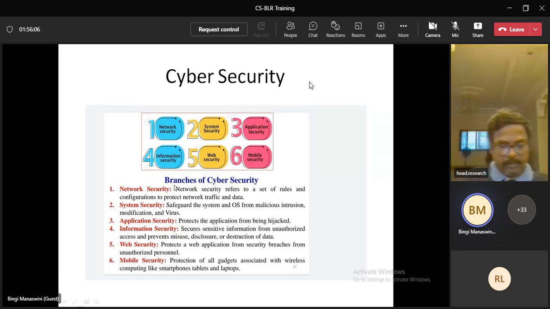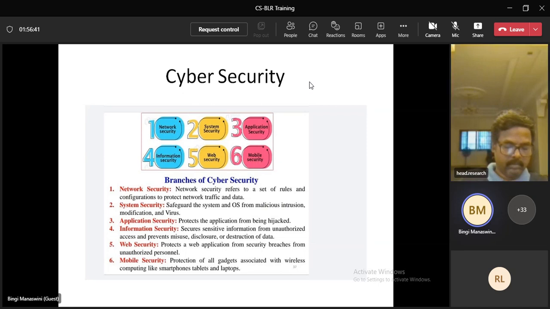Network security is to protect our network traffic and data, and system security safeguards the system and operating system from malicious intrusion, modification and virus. We need to secure our system in this system security. Then application security protects the application from being hijacked. There are many applications we use in our daily life, and we need to secure them by using passwords and app locks.